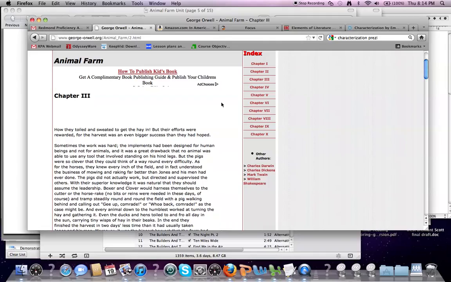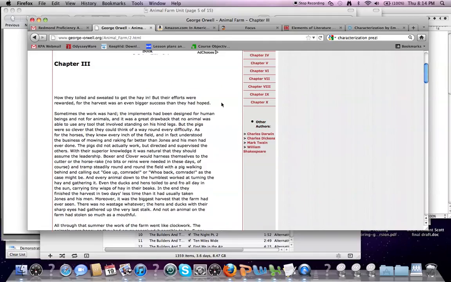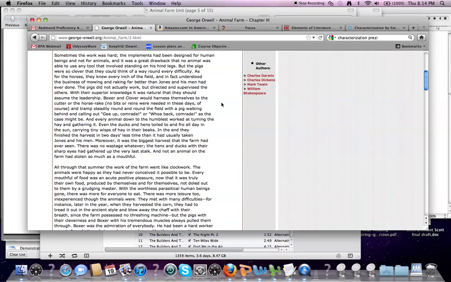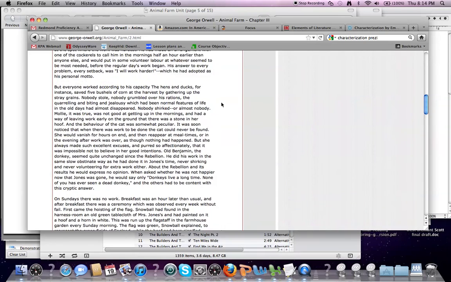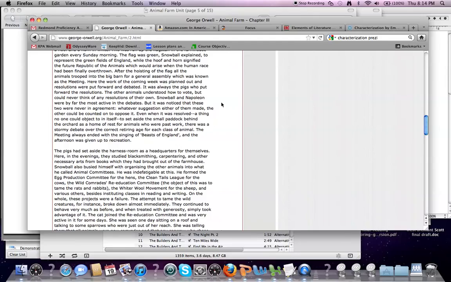Okay, so hopefully you've now read, or you already have read, the chapters. In this, we learn a lot about a few of the characters. We also learn about the structure that they're kind of putting in place. What I want to do is focus on Napoleon, our pig Napoleon, and how he is essentially a complex character.